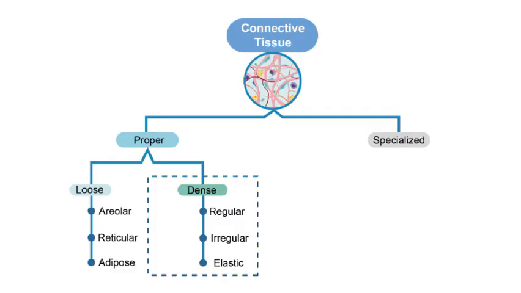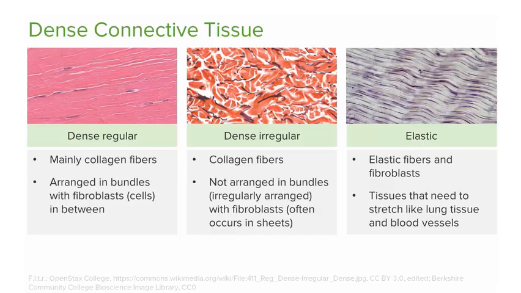Now here goes the dense type of connective tissue, okay? Mainly for structural support and binding here. You're going to have regular, irregular, and elastic. So three types, subcategories of dense connective tissue. So here you go. For dense regular, you see all these fibers that are mainly on top of each other, okay? They're going to be in bundles, and you're going to see cells between those bundles.